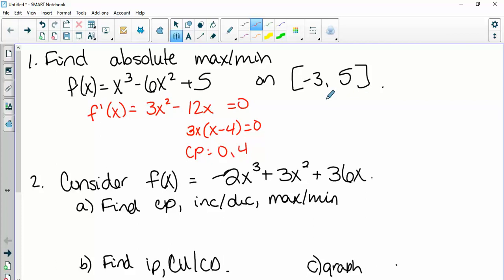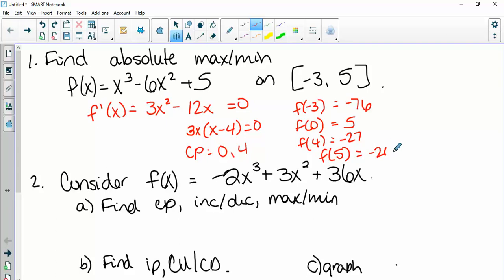Are they both on your interval? Yes, so we have to test -3, 0, 4, and 5. You are plugging these back into the original. When you put in -3, what'd you get? -76. Thank you. When you put in 0, we get 5. What do you get when you plug in 4? -27. And 5. So what's my max? 5.